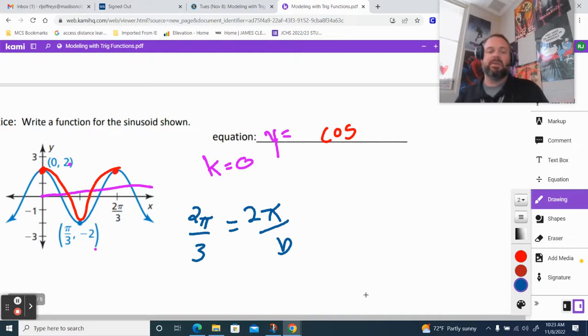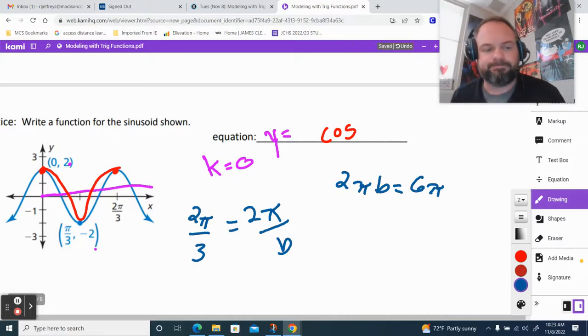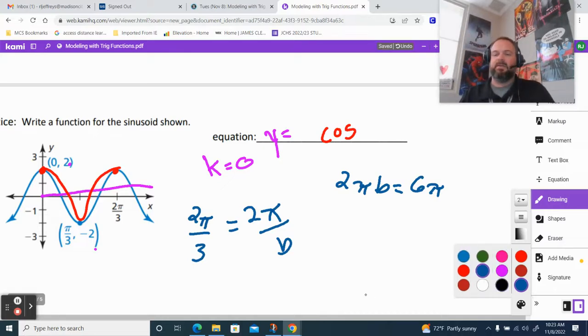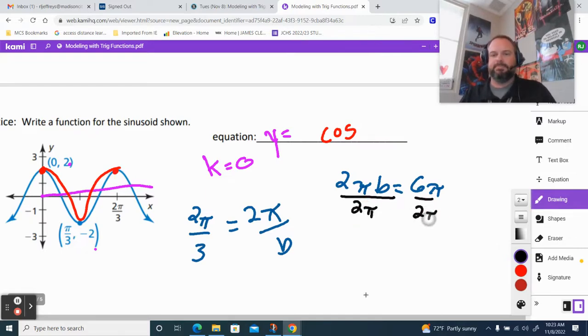So if we were to cross multiply, we're going to get 2 pi b equals 6 pi. Now we've got to get b by itself, so we would have to divide by 2 pi. What is 6 divided by 2? 3, yes! And the pi's cancel. So I can go ahead and write that up there.